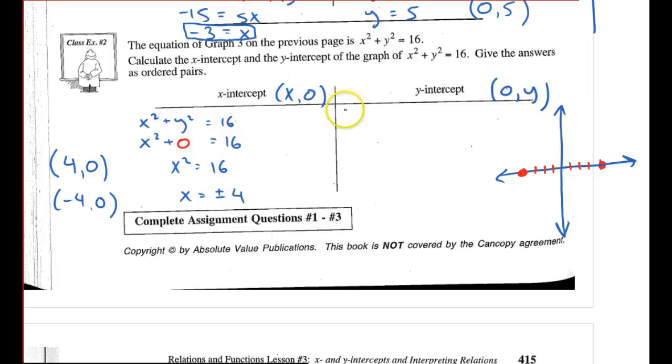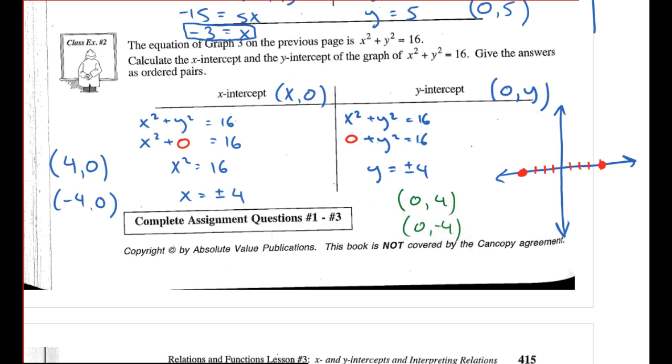All right, for the y-intercepts, it's going to be the same equation, x squared plus y squared equals 16, except this time I'm going to make the x 0, plus y squared equals 16, and you'll notice that you actually get the same answer, plus or minus 4. This is a very special case that you're going to look at more in depth in grade 11. So again, the ordered pairs are, let me write them in green here, 0, 4 and 0, negative 4.